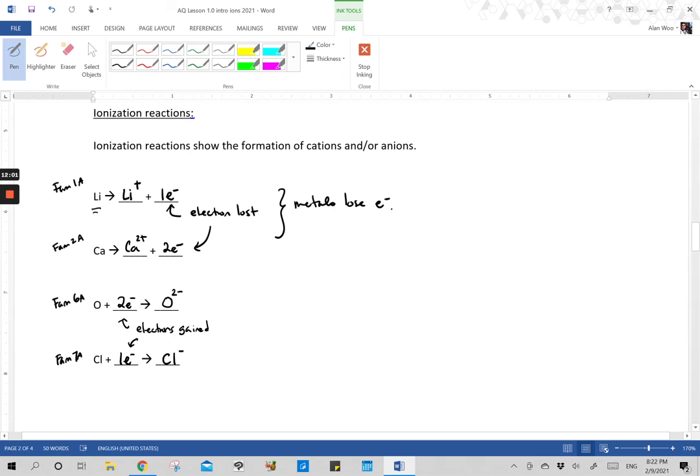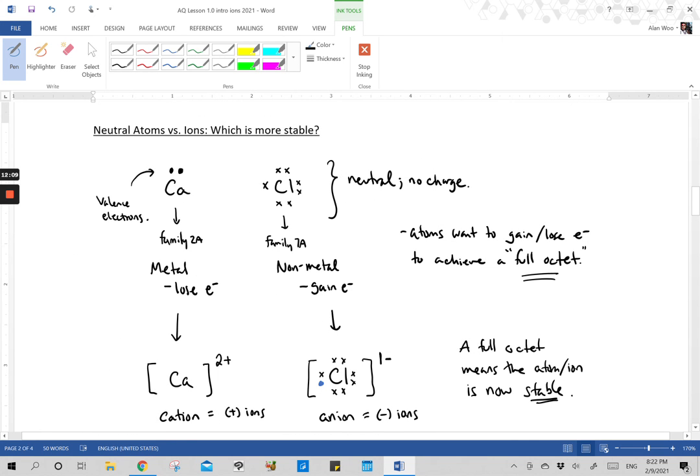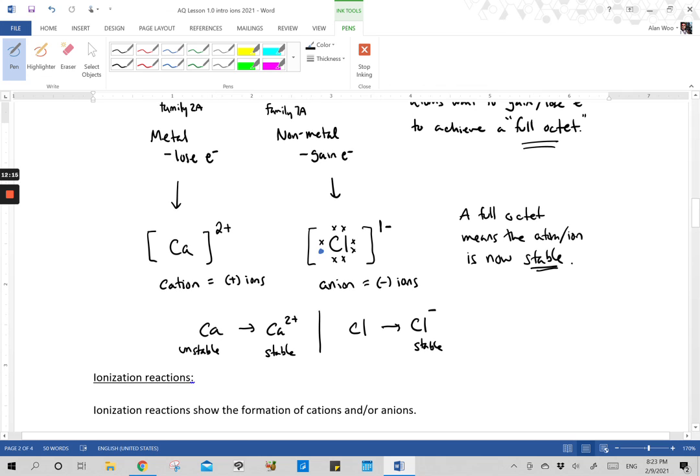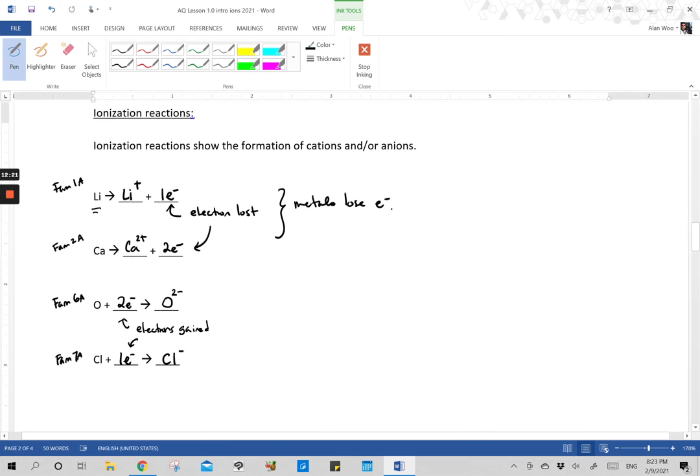Okay, so this is just a very simple way of showing the reactions that I have up here with the Lewis dot diagrams. Okay, the Lewis dot diagrams do provide a better visual, but we can't be drawing Lewis dot diagrams all the time. Okay, it just takes up too much time. So sometimes, if we have to show the formation of cations or anions, we just use a simple ionization reaction.